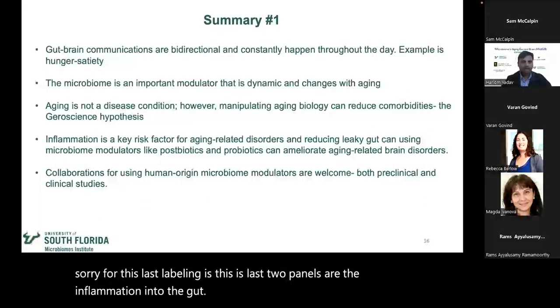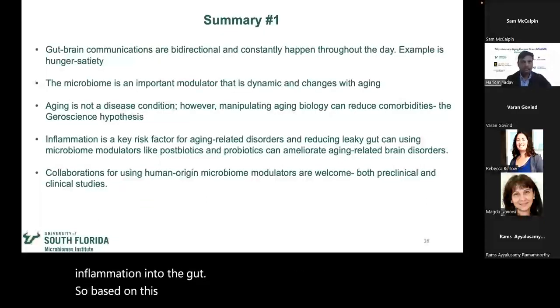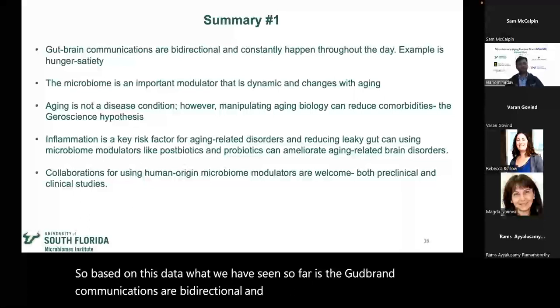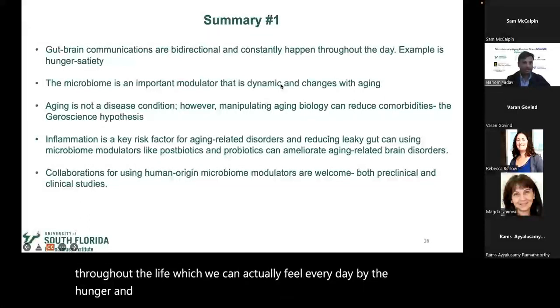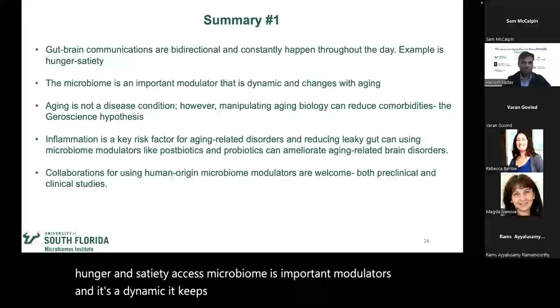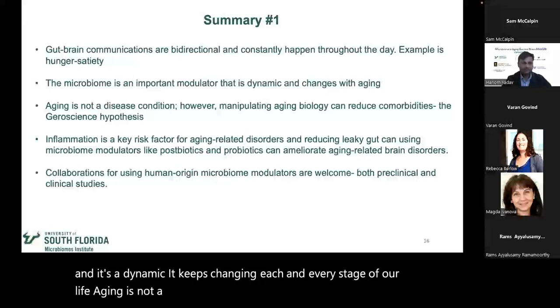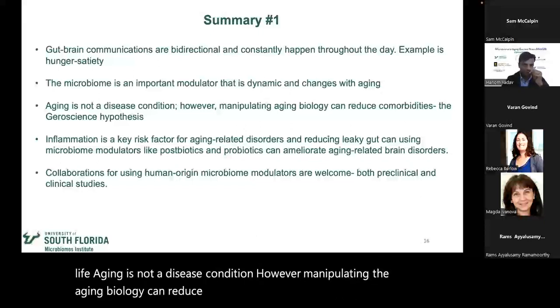So based on this data, what we have shown so far is that gut-brain communication is bidirectional and constantly happens throughout life, which we can actually feel every day through the hunger and satiety axis. The microbiome is an important modulator, and it's dynamic. It keeps changing in each and every stage of our life. Aging is not a disease condition. However, manipulating the aging biology can reduce the comorbidities, which is what the zero science hypothesis is based on.